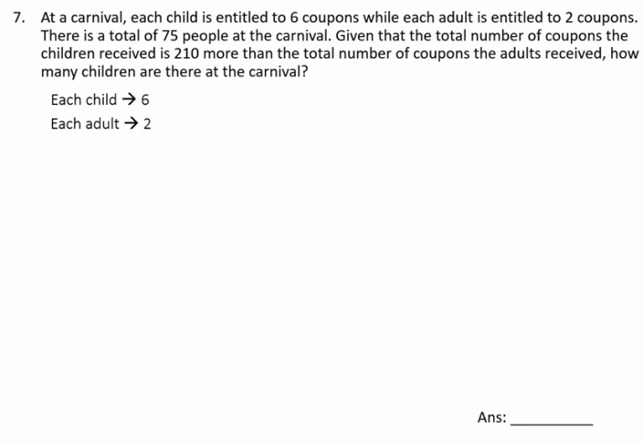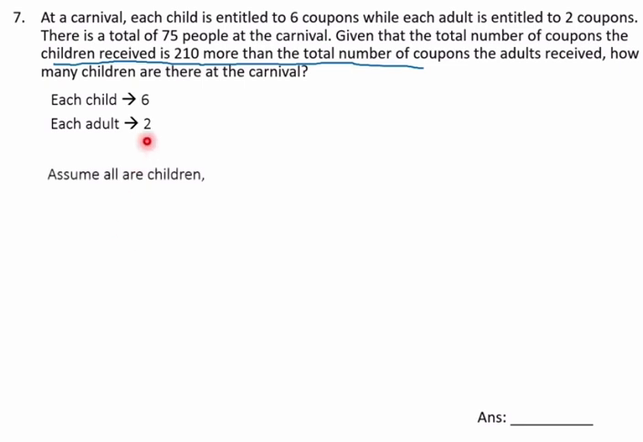Now, we're going to start off with assuming all are something first. Are we going to assume all are children or all are adults? Typically, I will look at the "more than" part of the sentence first. I use this as a gauge. Based on this sentence, I know that the children received more coupons, because it is 210 more by the children. Those who receive more, I will start off with assuming that group of people first. Since the children receive more, I start off with assuming all are children.